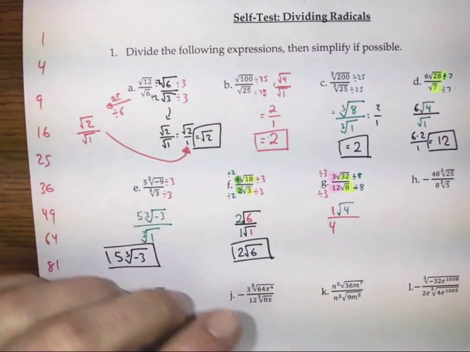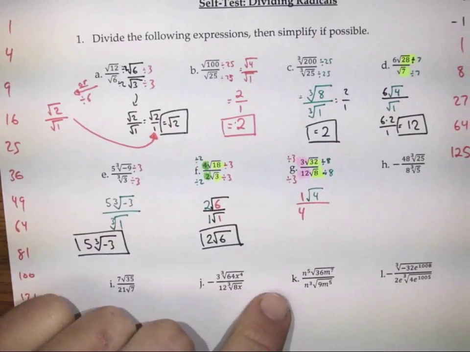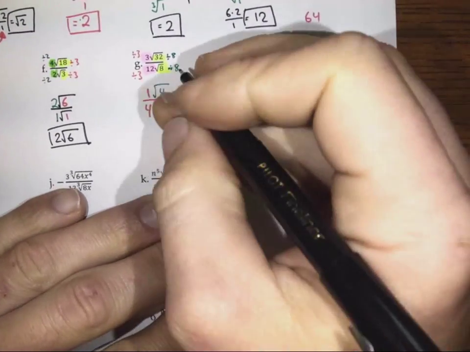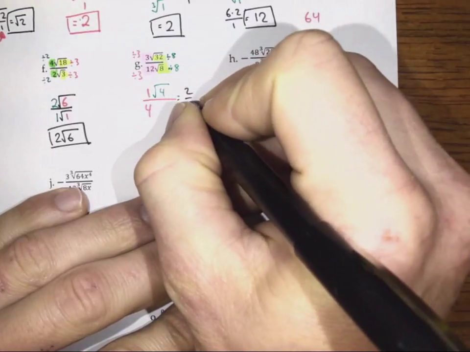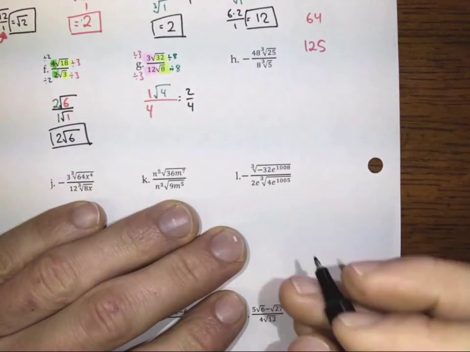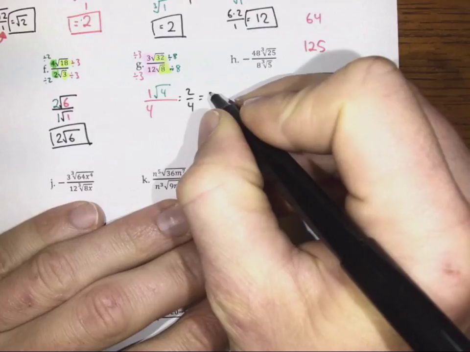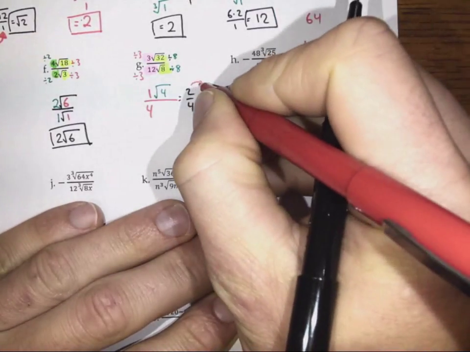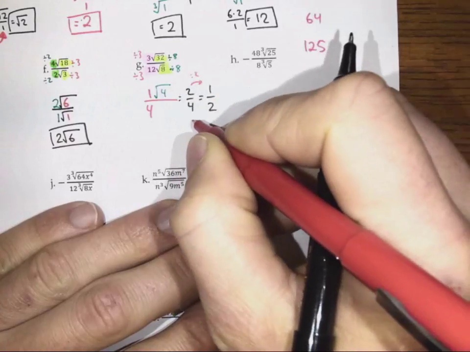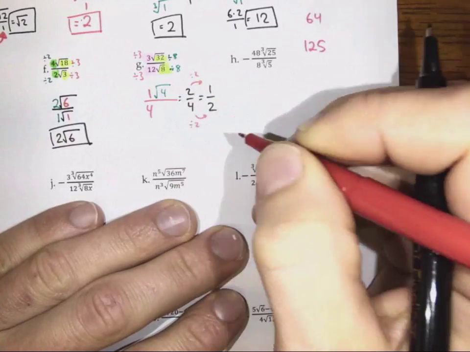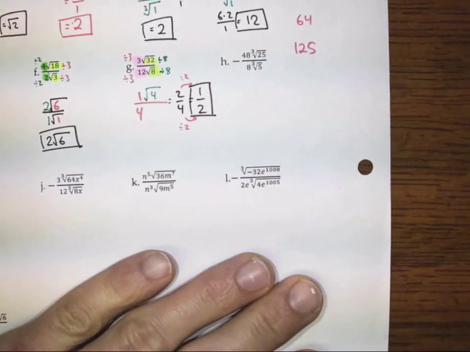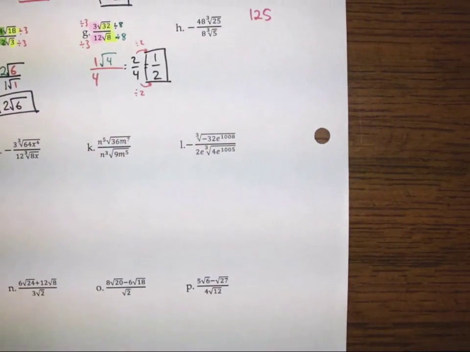And we know root 4 is a perfect square, so it can be resolved. That means the square root of 4, that's going to be 2 over 4. And that's all good, except actually that fraction can be simplified. We can rewrite that as 1/2 by dividing the top by 2 and the bottom by 2.